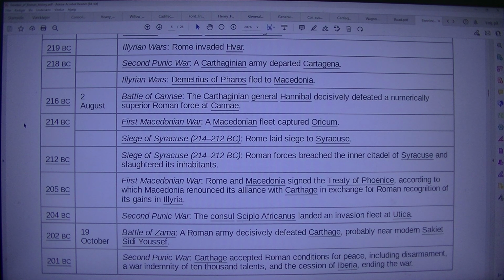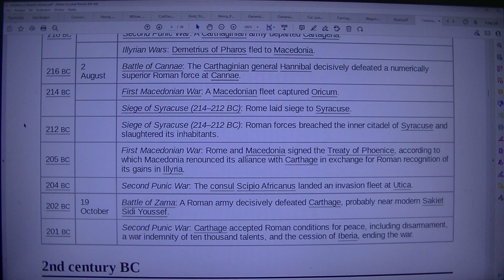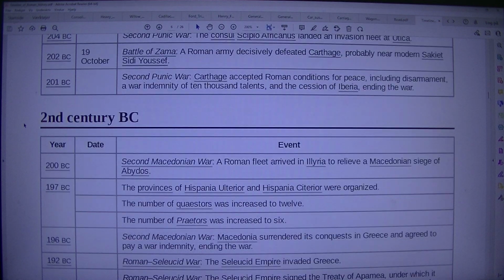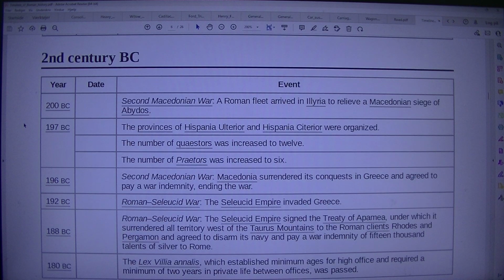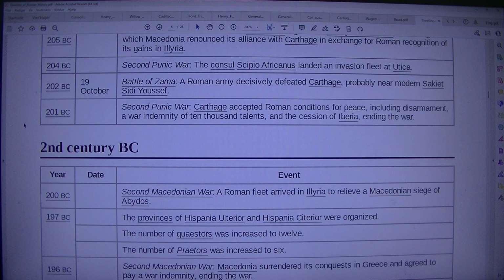205 BC. First Macedonian War. Rome and Macedonia signed the Treaty of Phoenice. According to Livy, Macedonia renounced its alliance with Carthage in exchange for Roman recognition of its gains in Illyria. 204 BC. Second Punic War. The consul Scipio Africanus landed an invasion fleet at Utica. 202 BC, 19 October. Battle of Zama. A Roman army decisively defeated Carthage, probably near modern Sakiet Sidi Youssef.